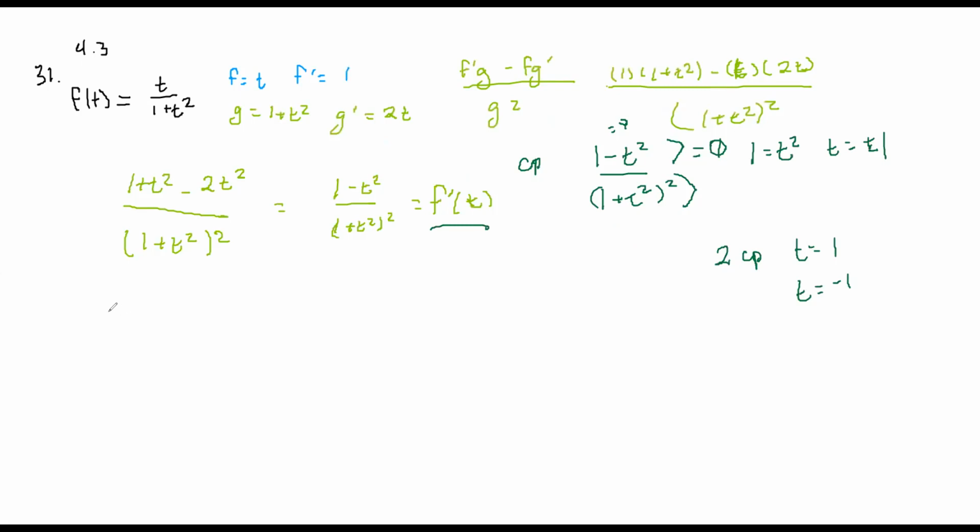Okay, so we have these 2 critical points. We're going to go all the way back, and we're going to say f of -1 and f of 1. And so this is going to be -1 over 1 plus 1, and this is going to be 1 over 1 plus 1. So this is going to be -1/2, and this is going to be +1/2. So we have these numbers here.